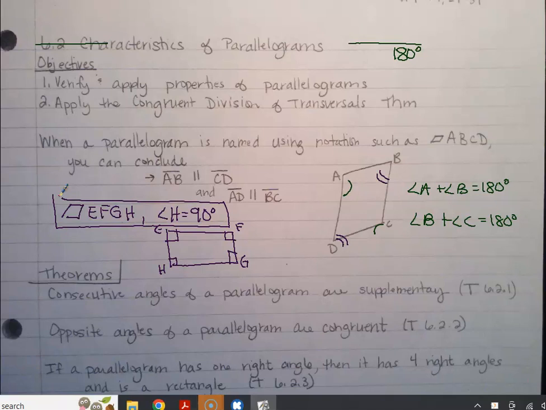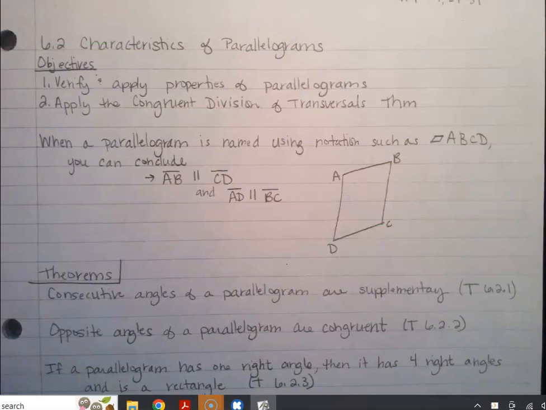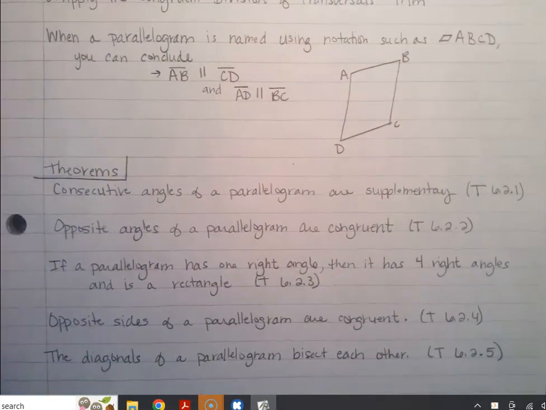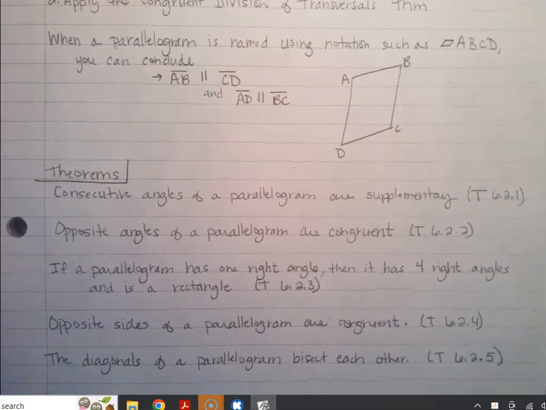All right, let's look at the next one, and the last one. The diagonals of a parallelogram bisect each other. So what's a diagonal? It cuts through it from corner to corner, right? Opposite corner to opposite corner.